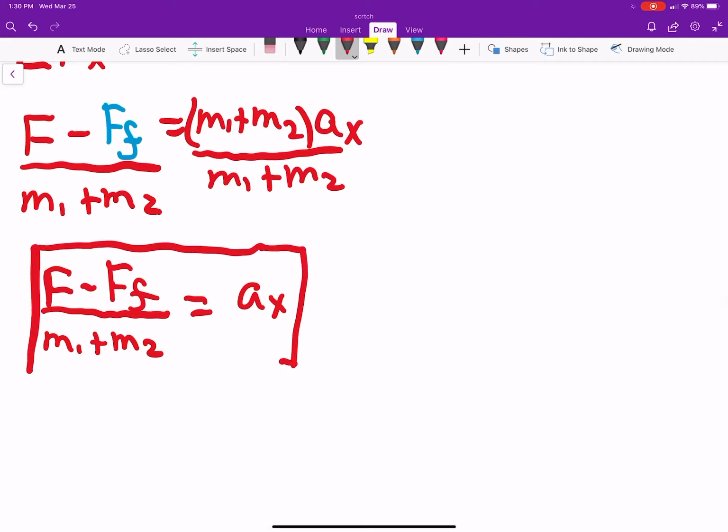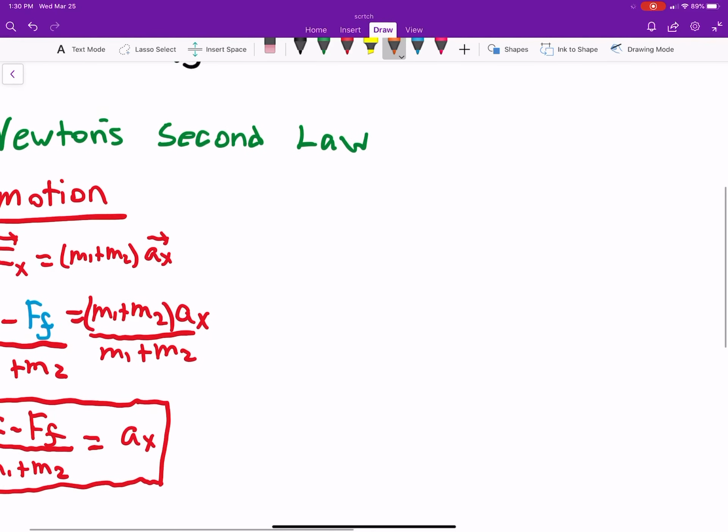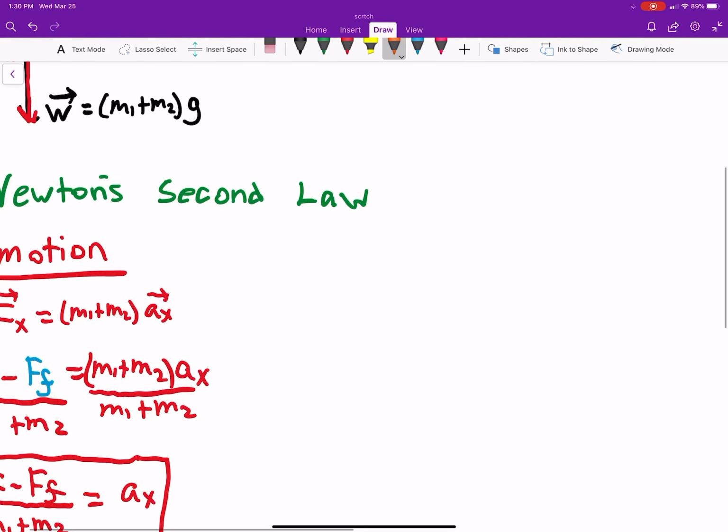The problem is, what's the force of friction? We don't know the force of friction. But what we do know, something to know, and I'll put this just right here. The force of friction is equal to our normal force times our coefficient of friction.